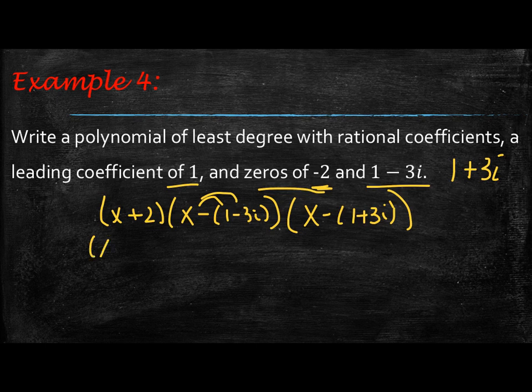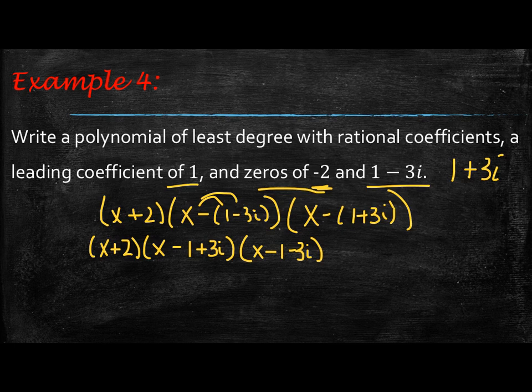So you're going to have x plus 2 times x minus 1 plus 3i, or I'm sorry, x minus 1 plus 3i, and then you're going to also have x minus 1 minus 3i. Okay, now what you're going to do is multiply these together. Now I'm going to choose to multiply the complex factors together first. And so watch me pretty carefully on this because it's going to be kind of interesting.